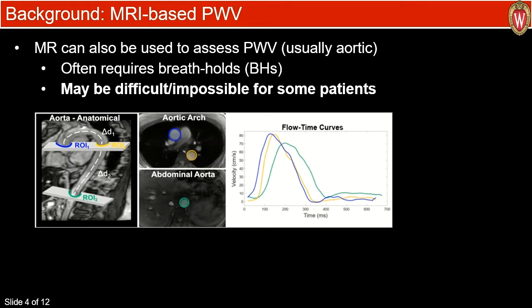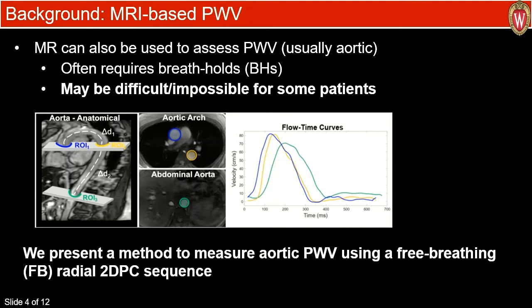However, in certain patient populations, such as elderly, cognitively impaired, hearing impaired, or those with severe respiratory disease, breath holds may be difficult or impossible. So the purpose of this talk is to propose an alternative free breathing methodology using a radial 2D phase contrast sequence.